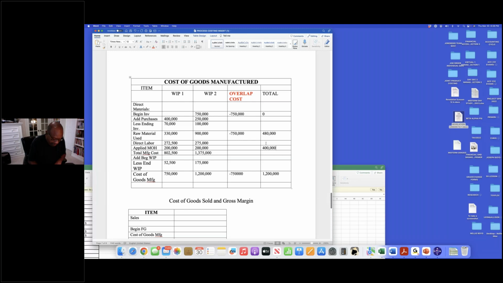547,500. So when we add the total manufacturing costs, and once again we take out this minus 750 again, because we aren't going to charge it twice. So our total cost is what? We add these three numbers, 480, 547,500, and 400,000. What's our total cost if we add those up?